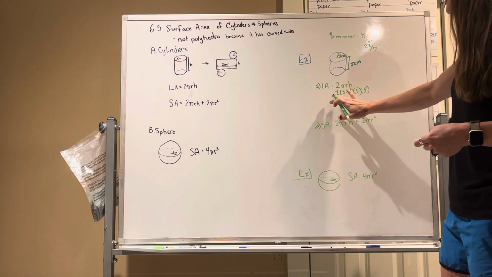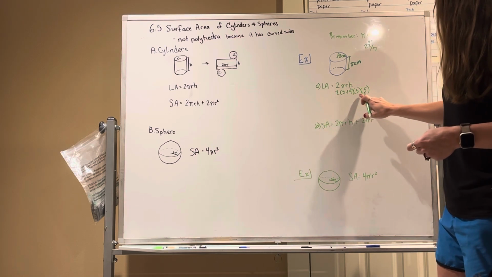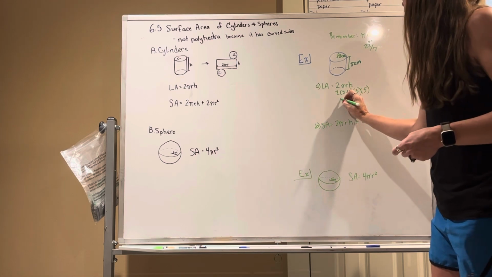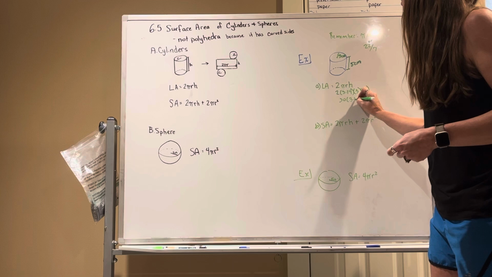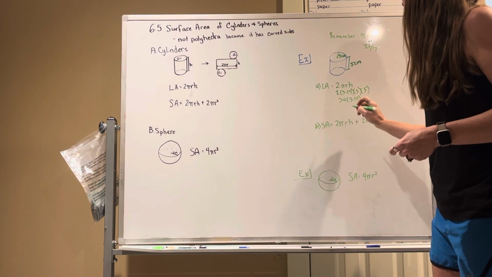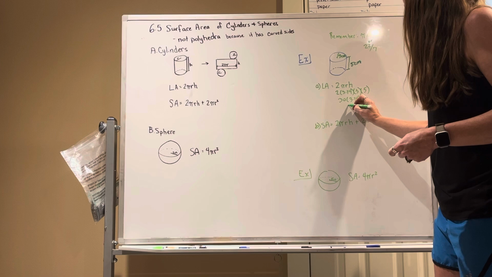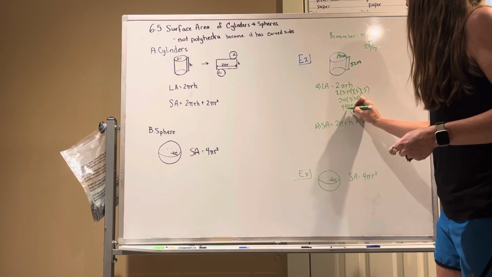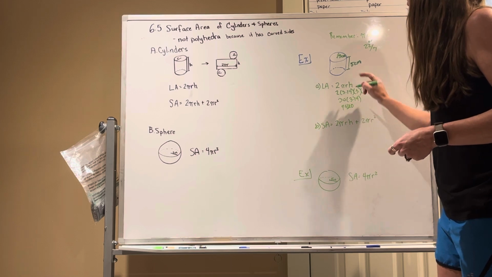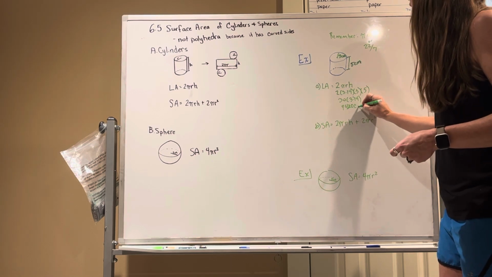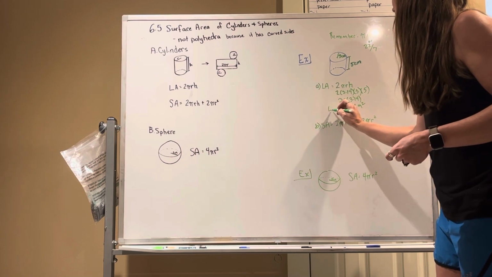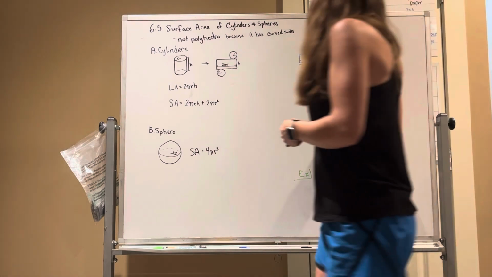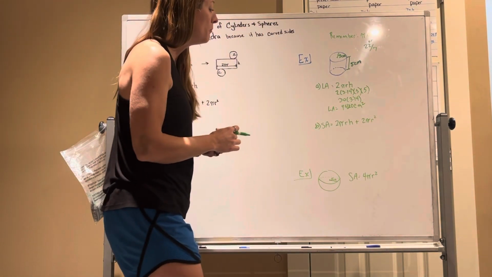So we get 2 times 3 times 5, which is 30. So 30 times 3.14 is 94.2, and then our unit is centimeters squared. So our lateral area equals 94.2 centimeters squared, or square centimeters.